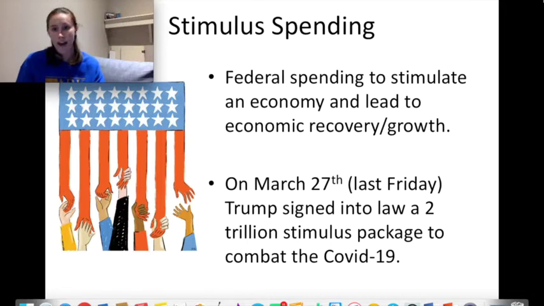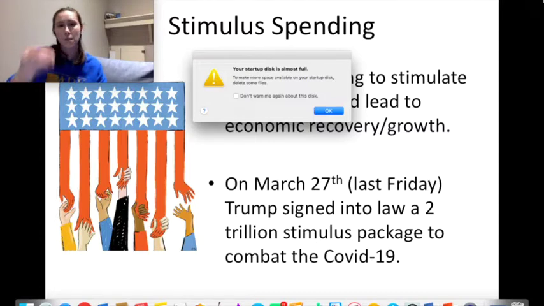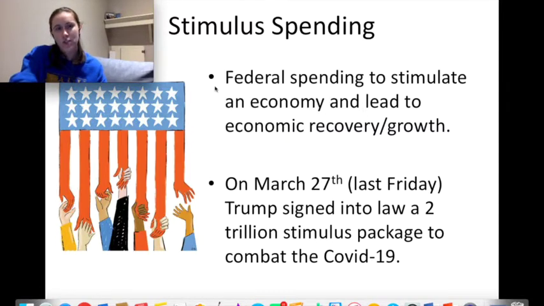So we have a very large spending package in which the federal government is trying to spend money to help our economy recover. Now, I'm not going to go too deep into that because I want you guys to do your own research. But I am going to tell you that this stimulus package is very interesting in the way that the spending is not just for big businesses. What's very unique about the stimulus package is the way in which the funds are allocated to different parts of our economy and different levels.